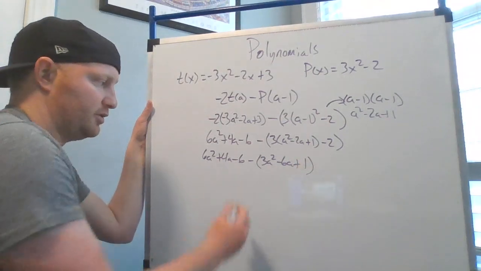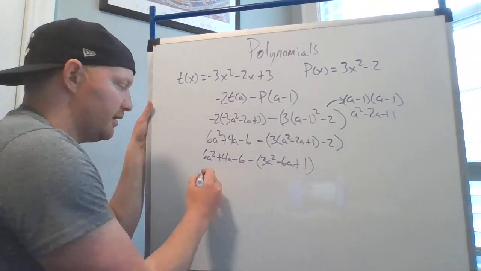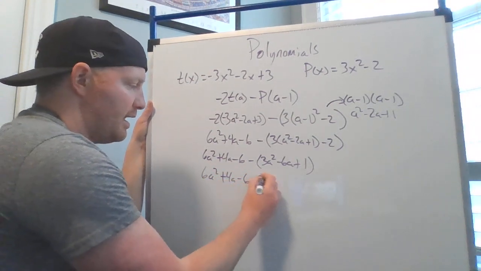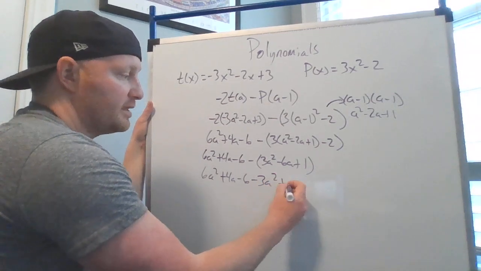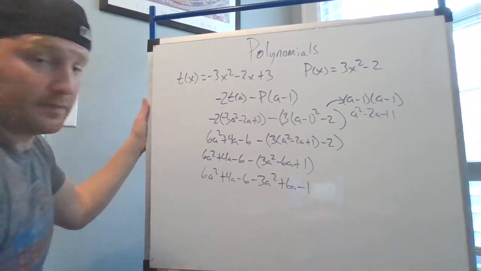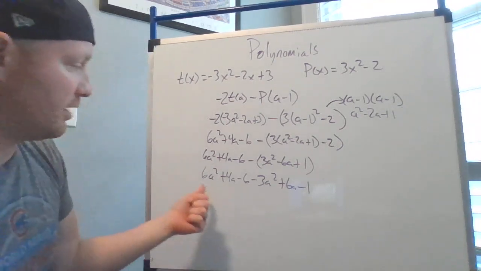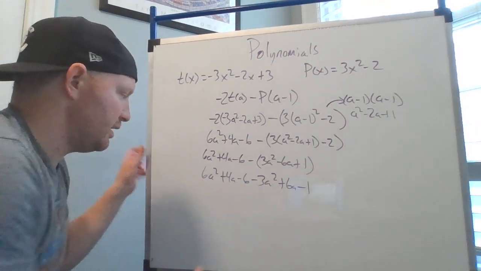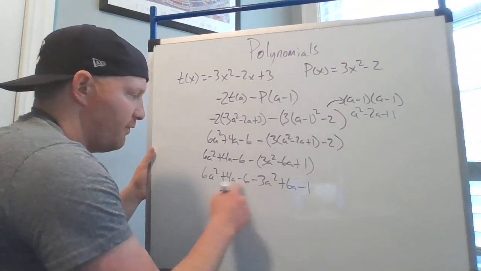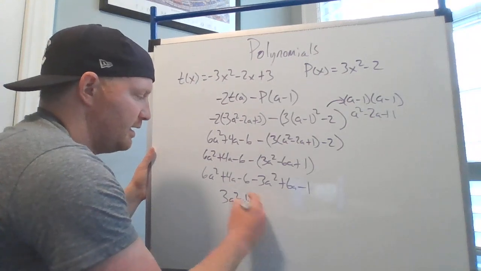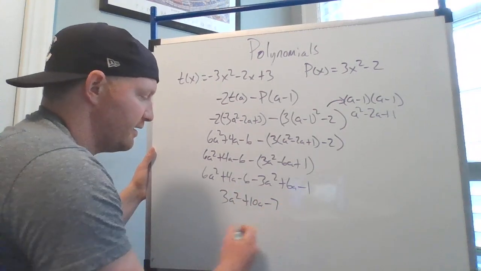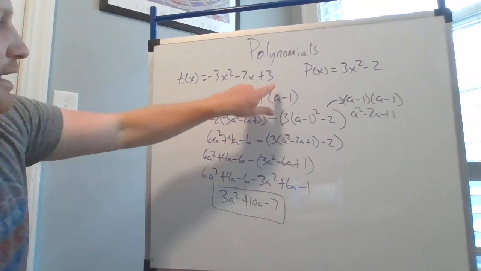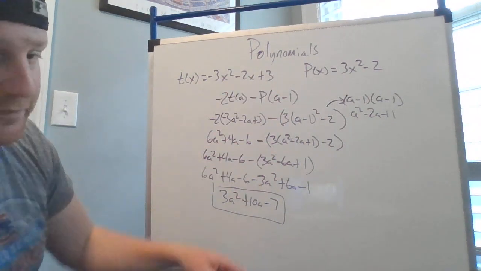Alright? Now, distribute this negative across everything on the inside here. So now this says 6a squared plus 4a minus 6 minus 3a squared plus 6a minus 1. Last but not least, I have to combine my like terms, and your like terms are based on similar powers. So 6 minus 3 is 3a squared. 4 plus 6 is plus 10a. Negative 6 minus 1 is negative 7. So we have successfully done this math applied to these polynomials to get this in most simplified terms.